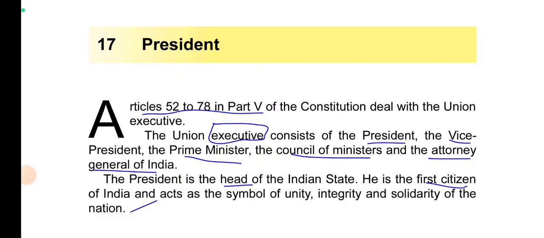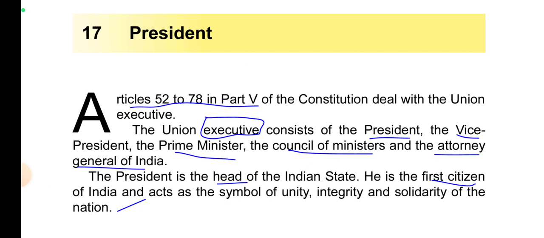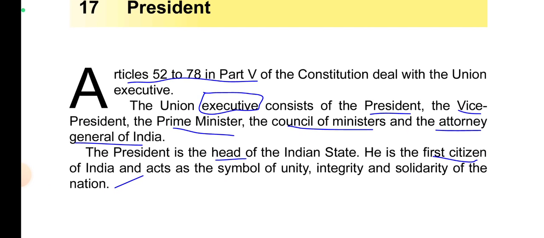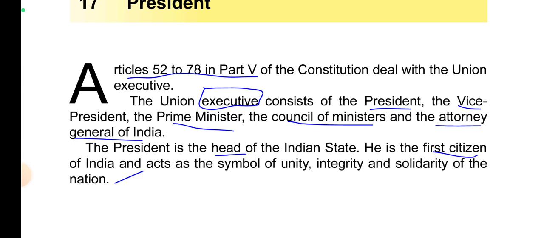So the next chapter in the sequence is this one, the President. Articles 52 to 78 in Part 5 of the Constitution deal with the Union Executive.